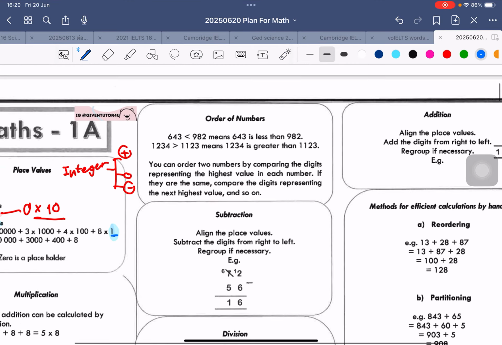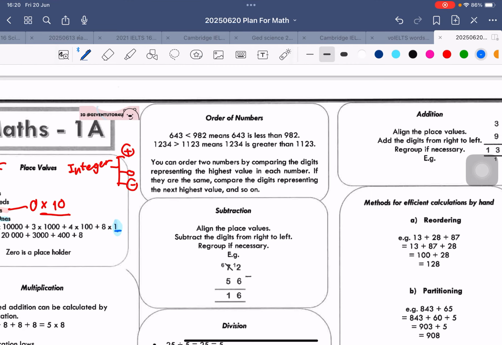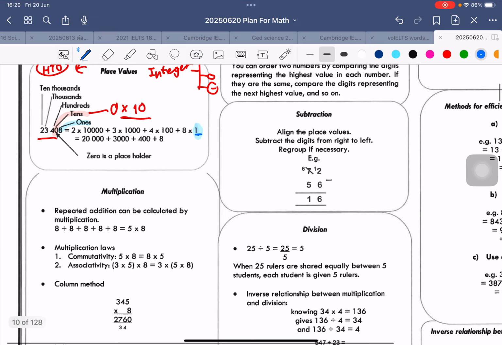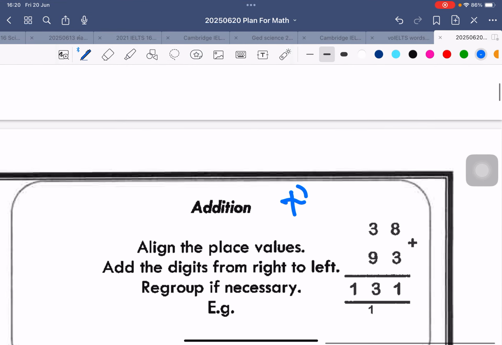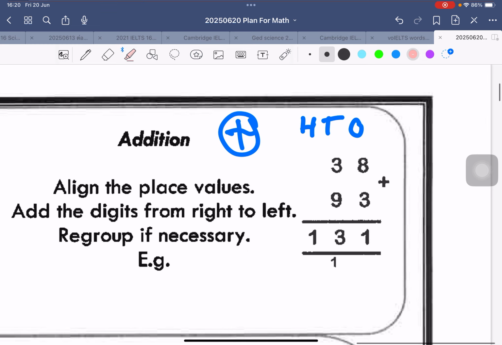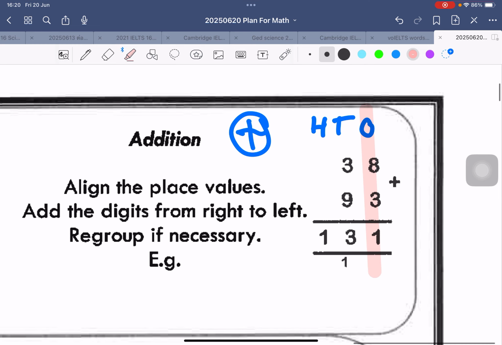To do this, you have to understand the order of the numbers that we can compare, right? So it will be plus, or additions, like here. Okay, so we will set the H, T, O in the columns, and we set column by column: 1, 10, and yes, this will be 100.